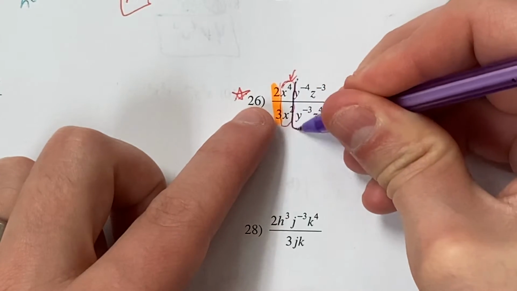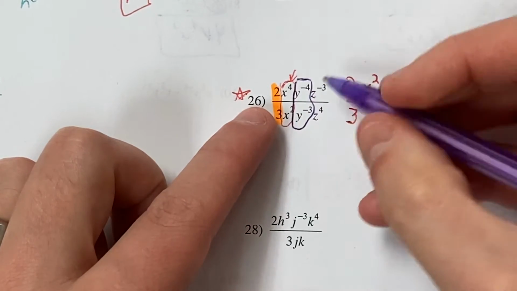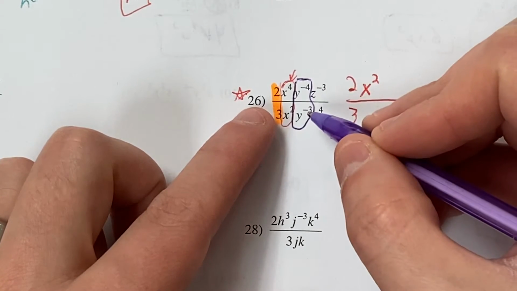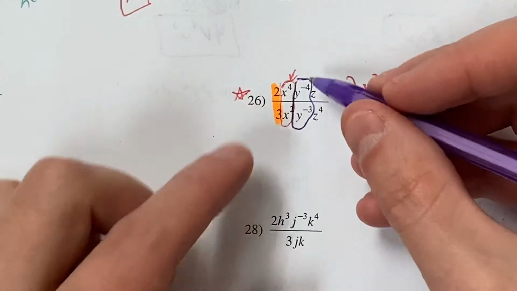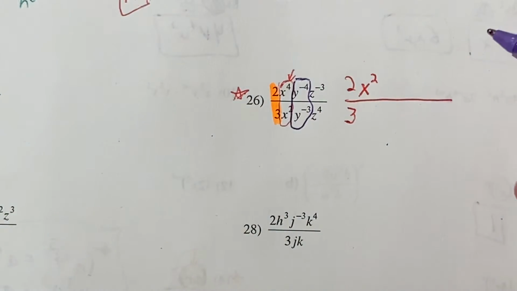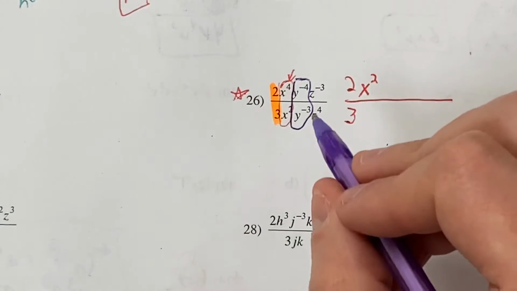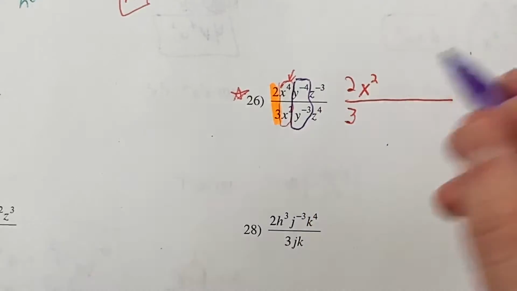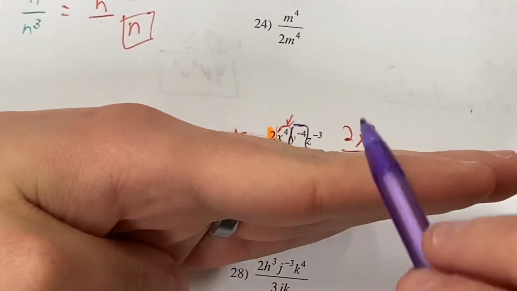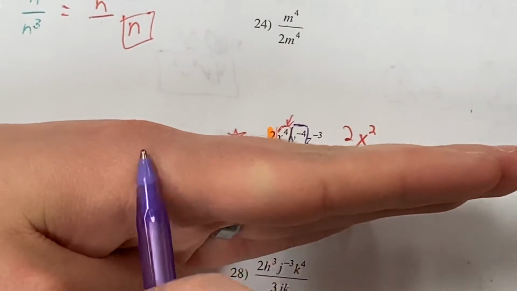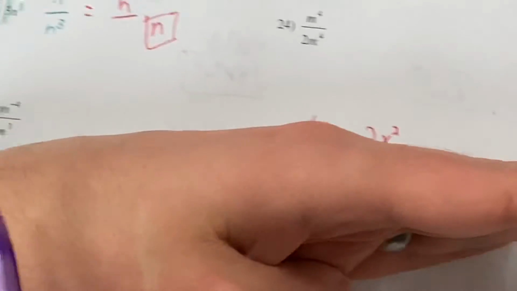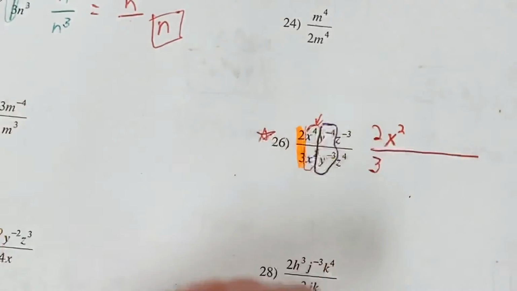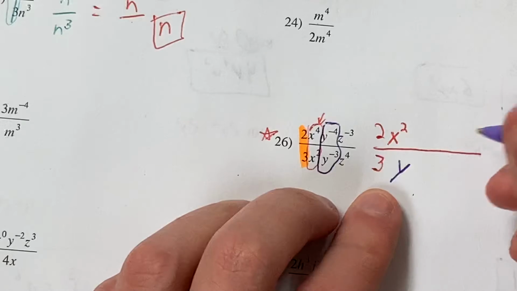For my y's, maybe a little trickier. Y to the negative 4, y to the negative 3. Which one is bigger, negative 4 or negative 3? The answer is negative 3. Negative 3 is bigger than negative 4, because on a number line, if you have 0, negative 1, negative 2, negative 3, negative 4, negative 3 is bigger. So my y is going to be on bottom.